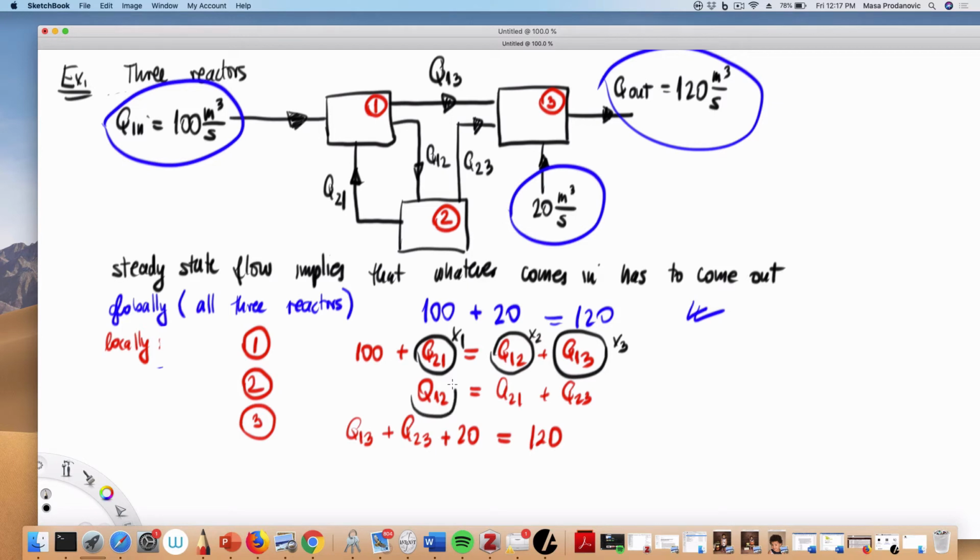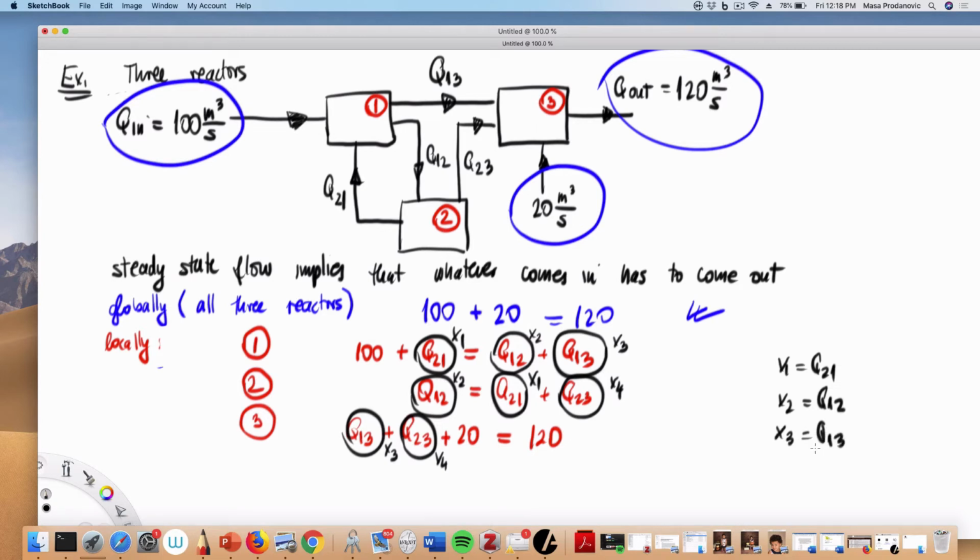Q12 I already have, so this is x2. Q21 I already have, so that's x1. Q23 is a new one, so that's x4. And then Q13 is my x3. So basically my x1 is Q21, x2 is Q12, x3 is Q13, and x4 is Q23. Those are my unknowns.